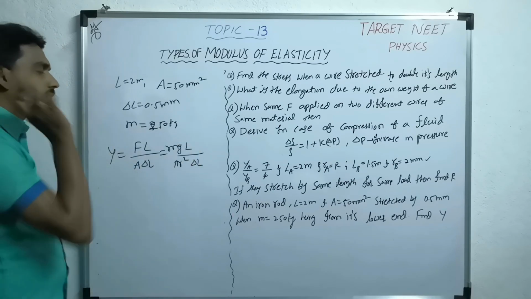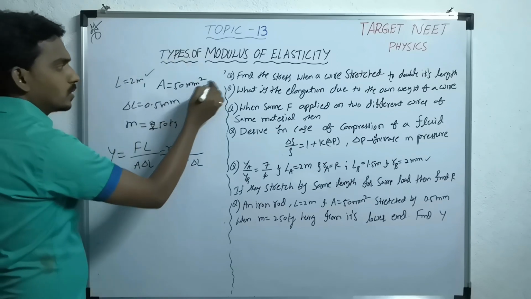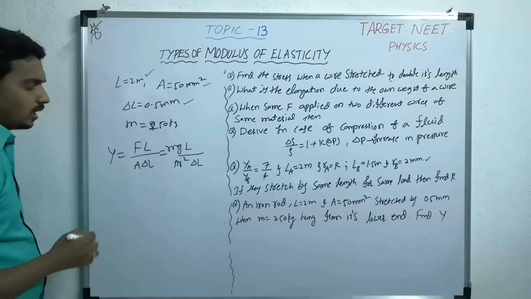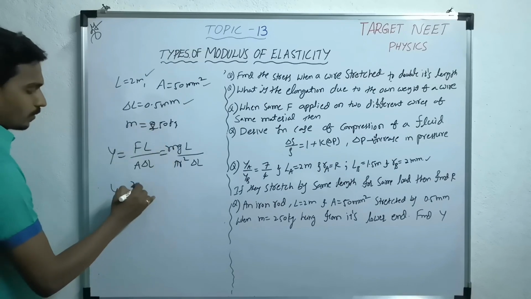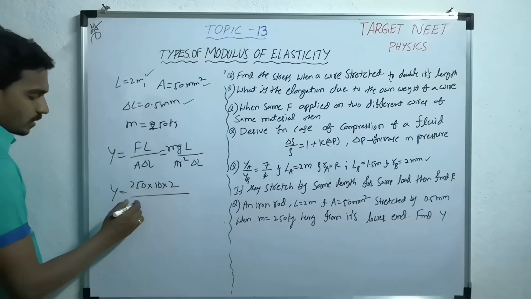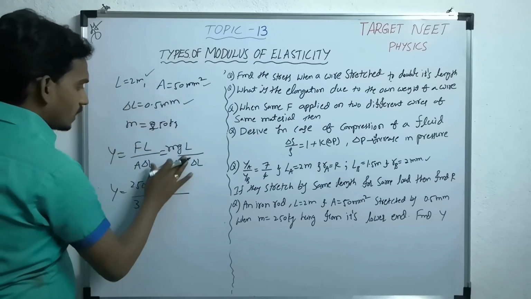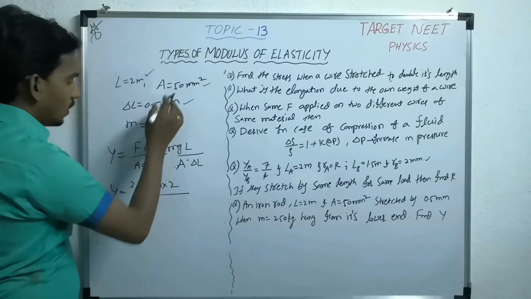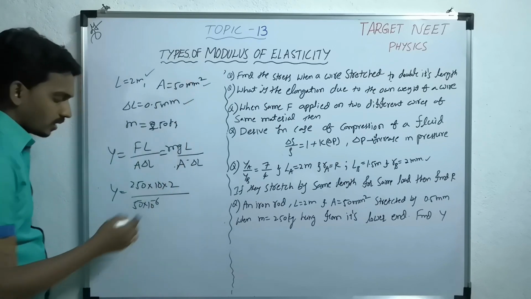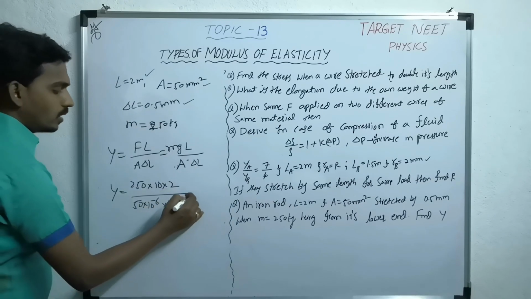But here while substituting, convert the units into SI terms. Then only we will get it. This is meter, this is millimeter, this is millimeter. You convert this into meter, then only you will get the answer properly. Like mass is 250 kg, g is 10, length is 2 meter. Directly area they have given, so no need for pi r square. What is area? 50 into 10 power minus 6, because millimeter is 10 power minus 3, whole square is 10 power minus 6. Delta L is 0.5 but 10 power minus 3.